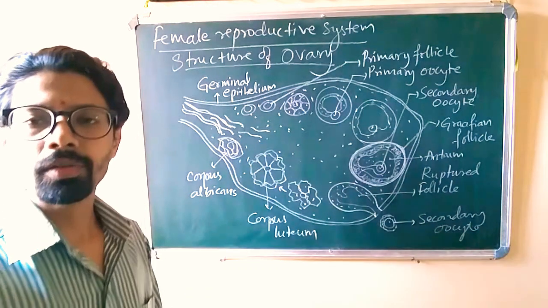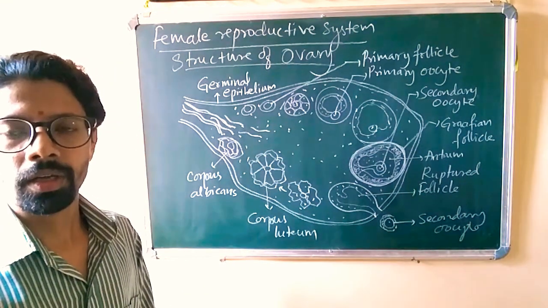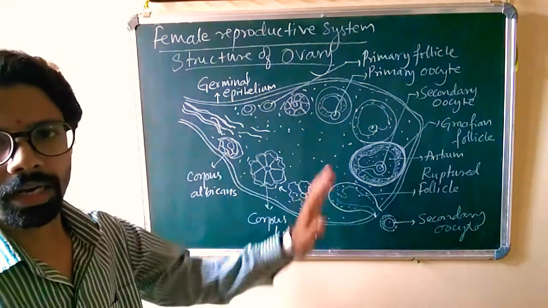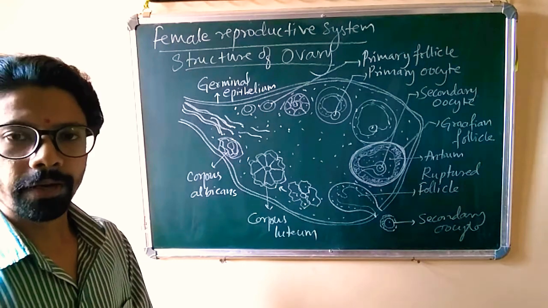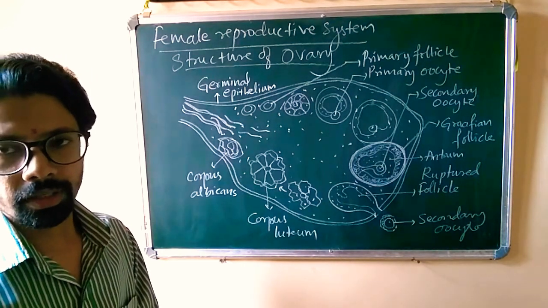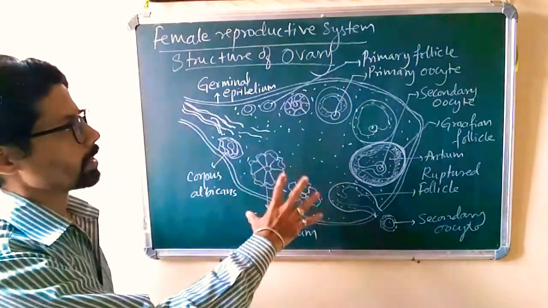In this particular video, we are going to discuss the structure of the ovary in the female reproductive system. So this is the diagrammatic representation of the ovary, and you are seeing here the structure of the ovary. I will explain the parts of this one by one. So first you see the diagram over this.